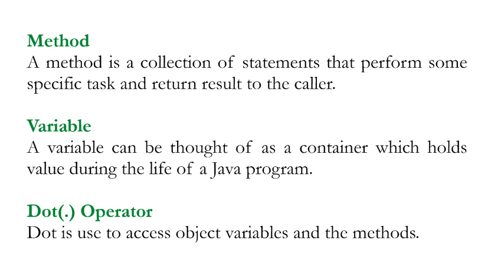I was talking about methods and variables. So what are methods and what is a variable? Simply, a method is a collection of statements that perform some specific task and return the result to the caller. What does this statement specify? I said that an object has something and an object does something. What the object has is a variable, and what the object does is a method.